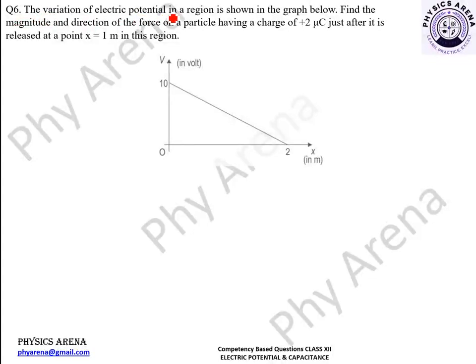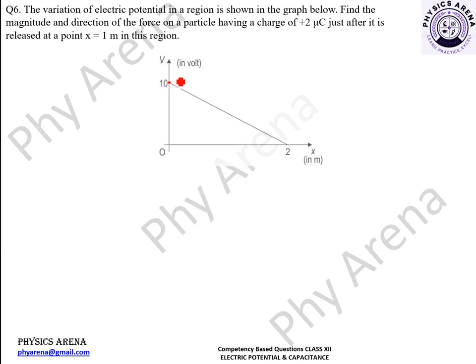Variation of electric potential in a region is shown in the graph below. Find the magnitude and direction of the force on a particle having a charge of plus 2 microcoulomb just after it is released at a point x equal to 1 meter in the region. So a graph is given to us between the potential difference in volt and the distance in meter. So let us just mark the points on this graph.